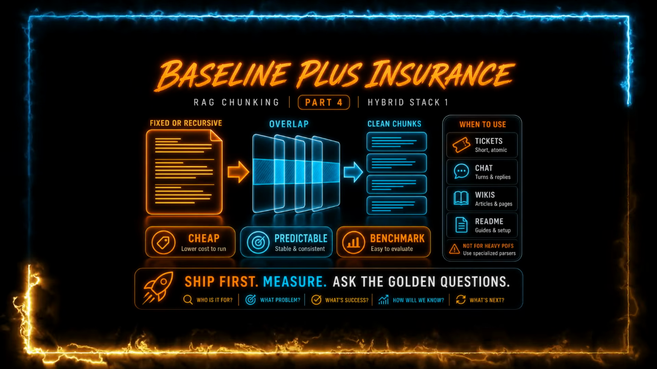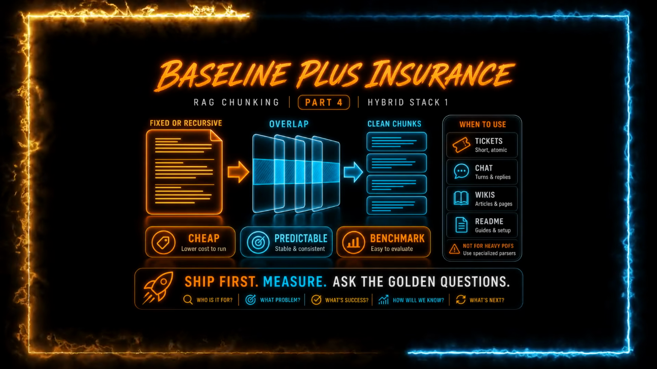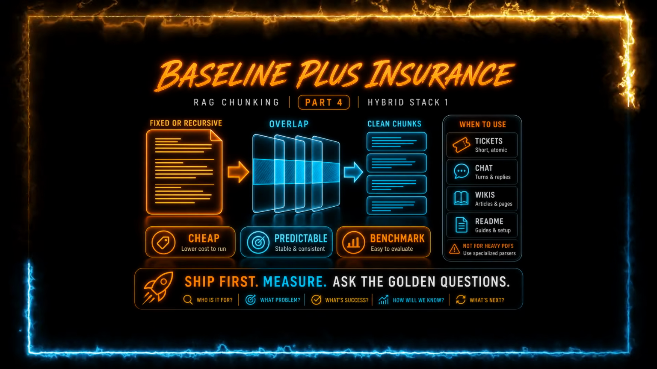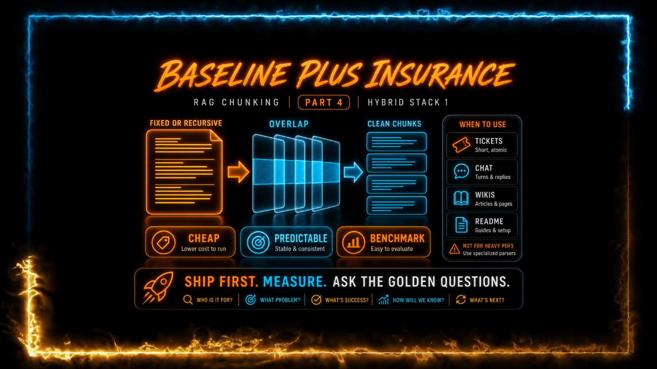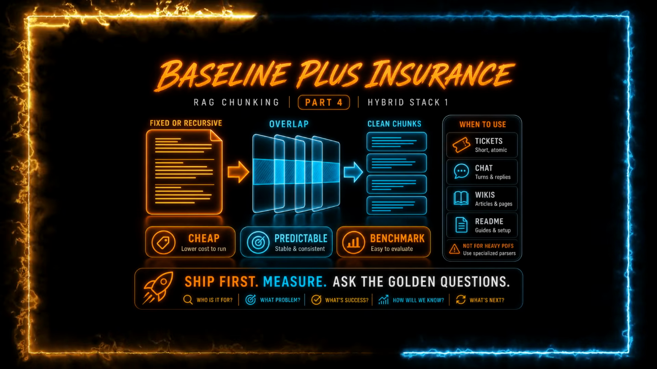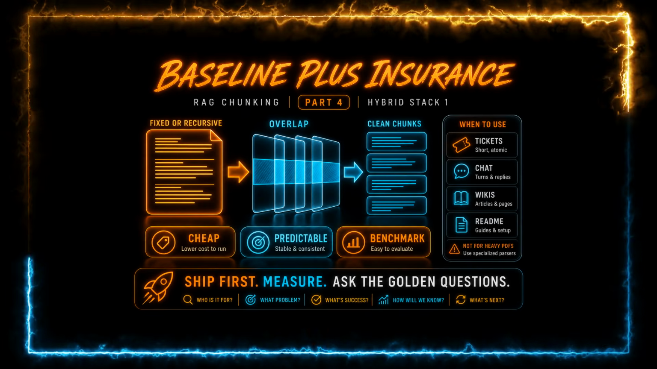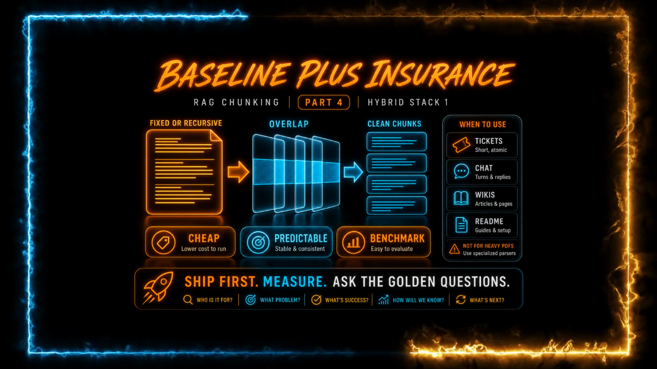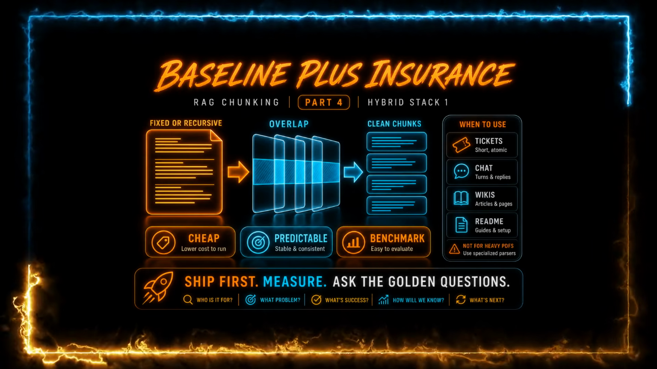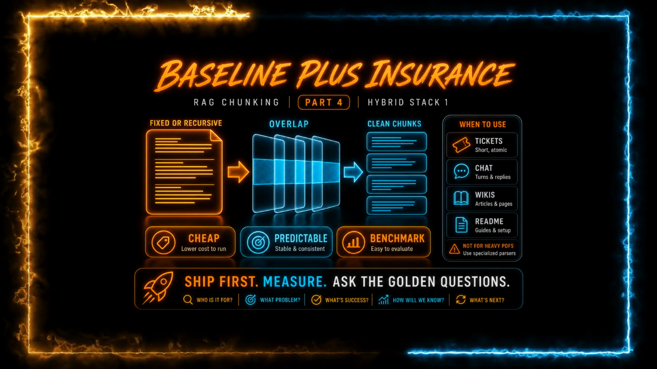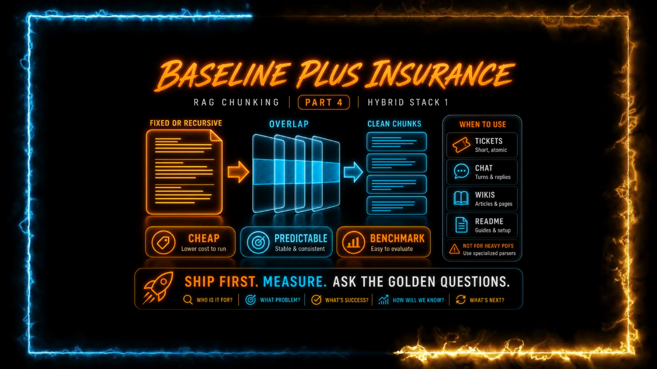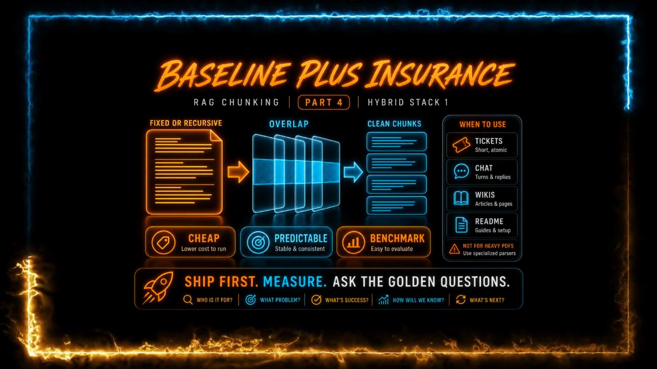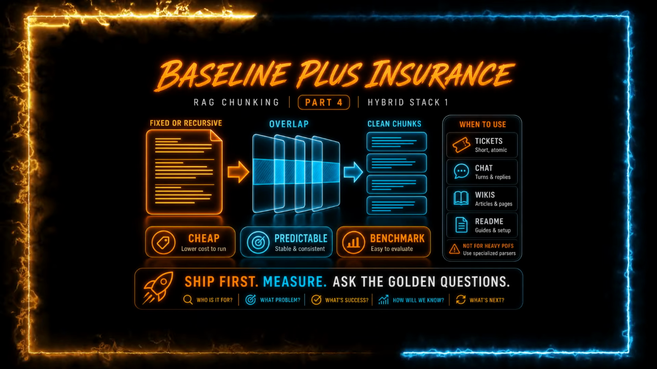Pros: cheap, predictable, easy to benchmark, low ingest complexity, and a clean A/B baseline for everything you add later. Cons: still blind to layout and meaning, can cut mid-table or mid-section, overlap burns storage, and can flood top K with near duplicates if you set it too high. Ship this first, measure on golden questions, then add structure or hierarchy only if evals say you need them.